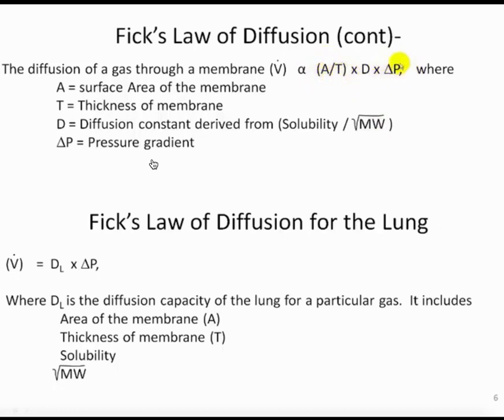And really what that leaves, for a practical purpose, is that if area goes down or T goes up, which happens in disease, the only thing left in this equation for us to play with in order to maintain diffusion is to increase the delta P. And this really is where the idea of supplemental oxygen therapy comes in.